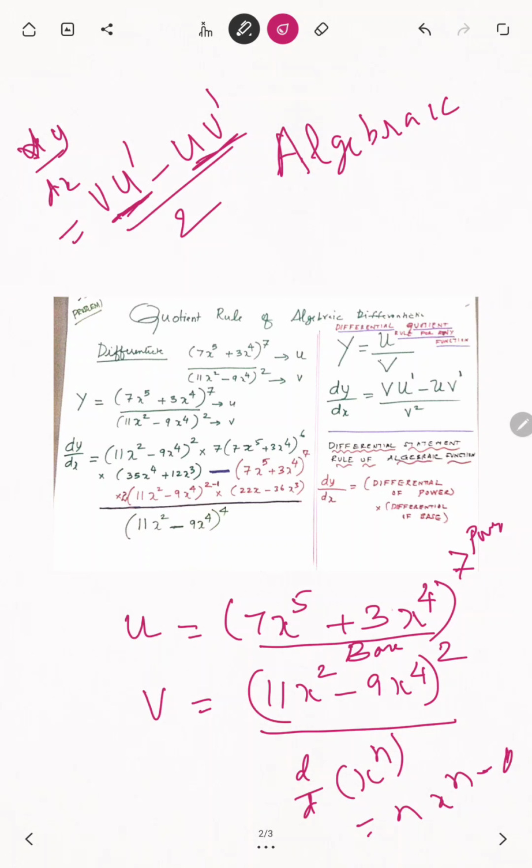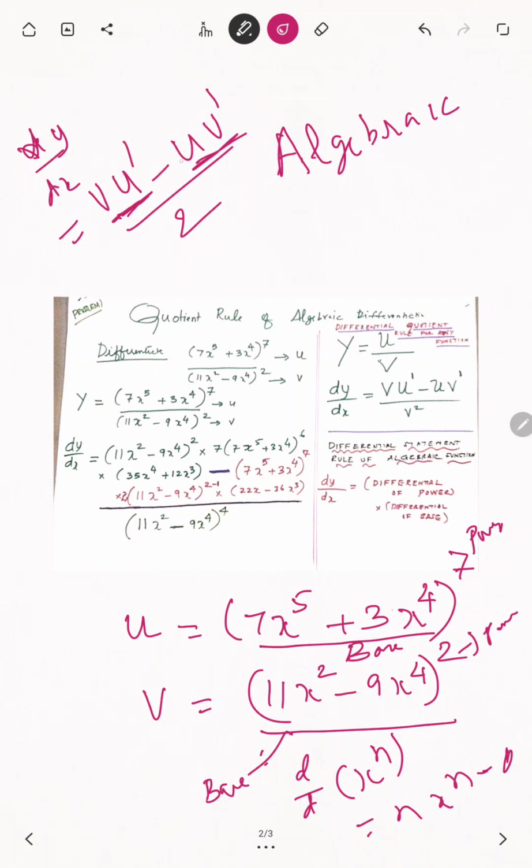Then the other thing is you have to differentiate v. When v is an algebraic function, again the same rule applies: differential of power and differential of base. Look at v only. This is the base and this is the power. How do we differentiate the power? Write 2, don't disturb the base, 11x square minus 9x power 4, and subtract 1 from the 2. Here v is 11x square minus 9x power 4 whole square.